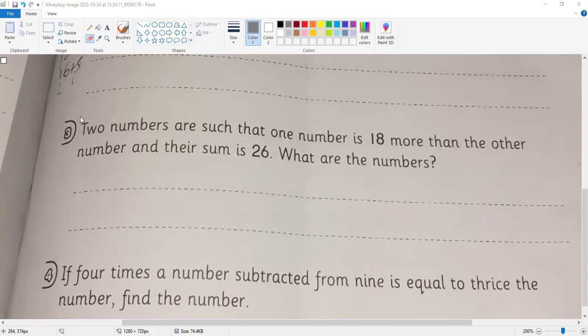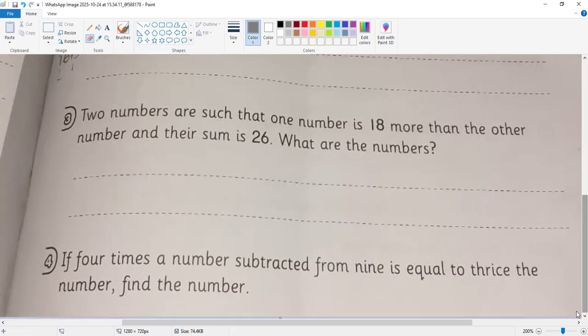The next one now is saying if 4 times a number subtracted from 9 is equal to thrice the number, we're required now to find the number. 4 times a number. So in place of a number, I will put a letter. Let's put y, for example. 4 times y is 4y. Do we get that? 4y.